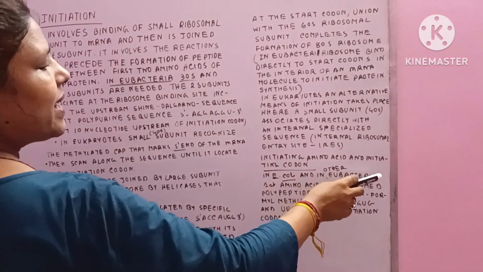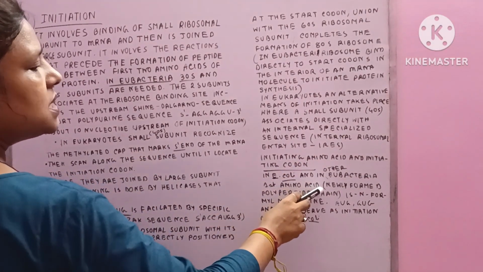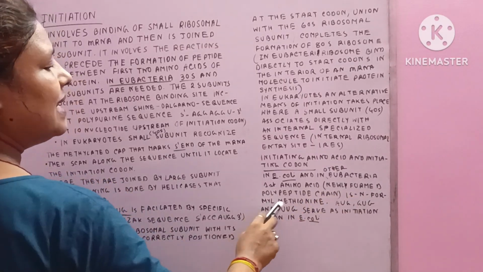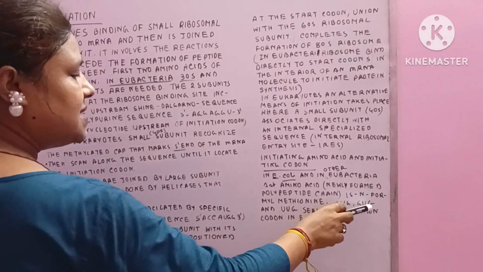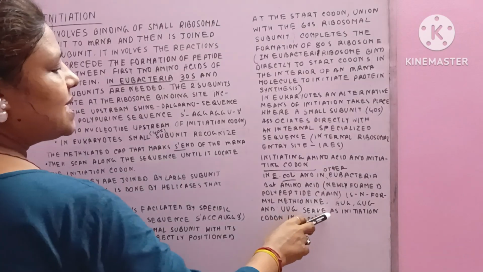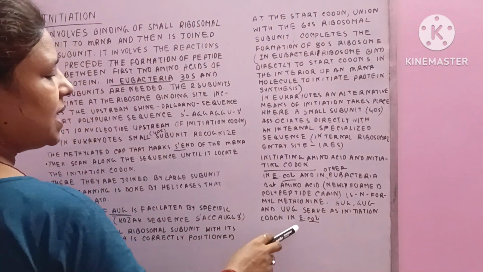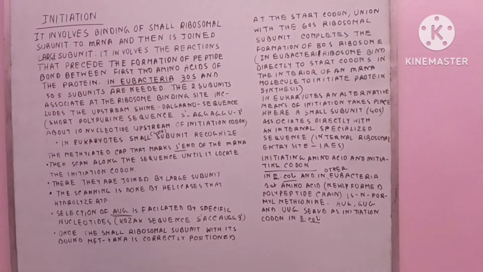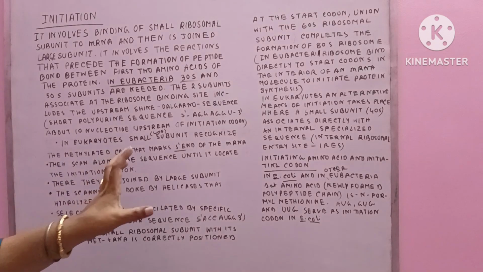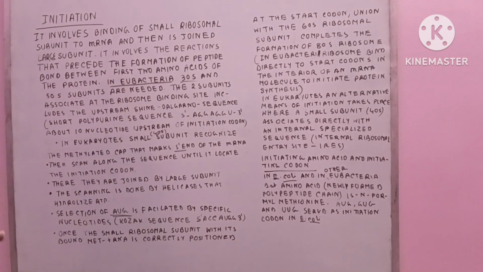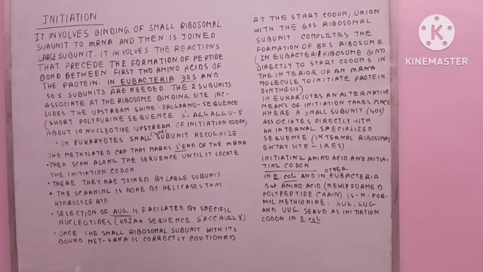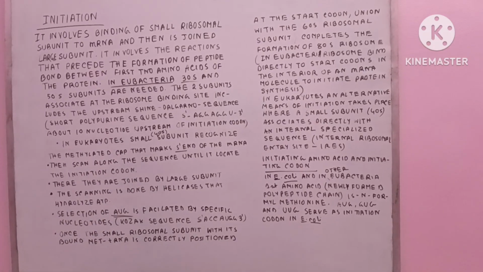So in E. coli and other Eubacteria, the first amino acid is N-formyl methionine, and AUG, GUG and UUG serve as the initiation codon. This is just the first thing of the initiation process, and it is continuing. I have to wrap this one, and then I will discuss the next part of the initiation factors.